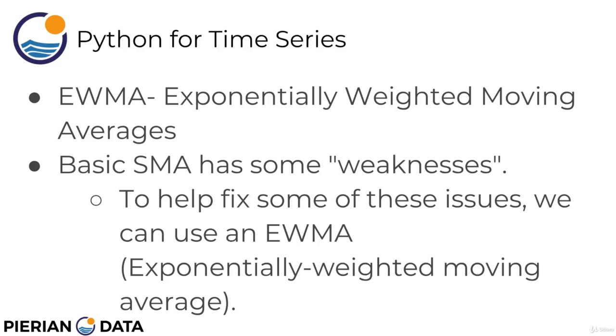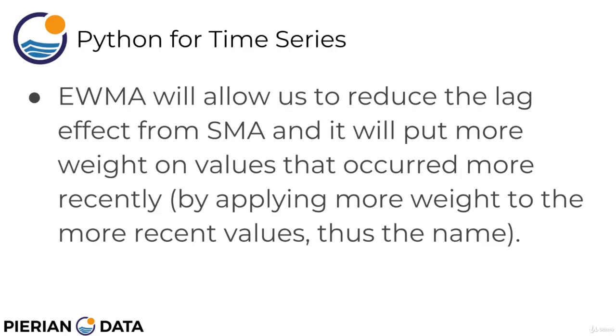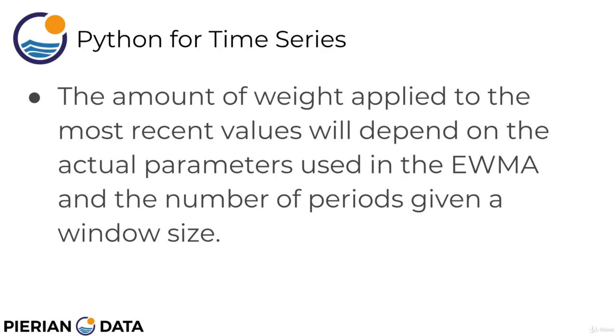To help fix some of these issues, we can use an EWMA, the exponentially weighted moving average. EWMA will allow us to reduce the lag effect from SMA and will put more weight on values that occurred more recently by applying more weight to the more recent values, and thus that's where the name comes from. It's exponentially weighted. The amount of weight applied to the most recent values will depend on the actual parameters used in the EWMA, and we'll talk about those parameters, and we have a further explanation in the notebook that goes along with EWMA. It's also dependent on the number of periods given a window size.